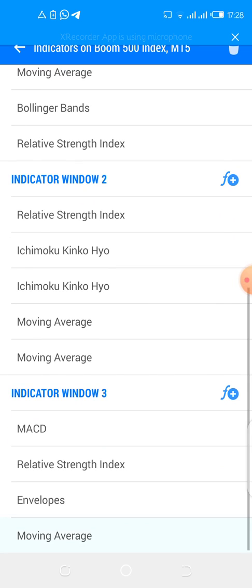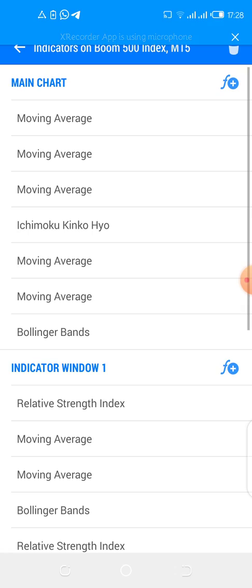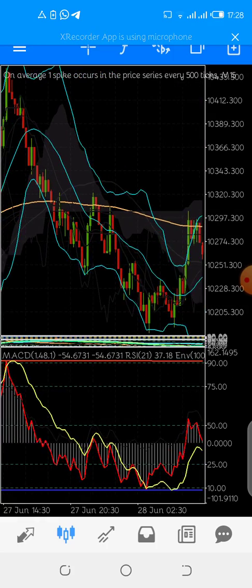So the RSI window specifically, we need it for the levels. And then we come to the moving average. These are the settings of the moving average: moving average 5, exponential, close. Okay. So typically those are the settings that we are going to use.